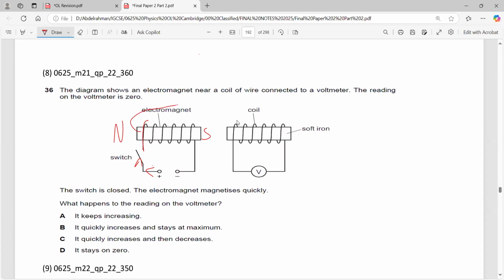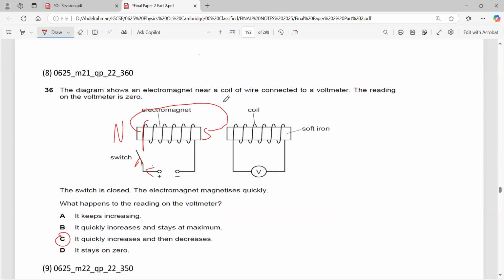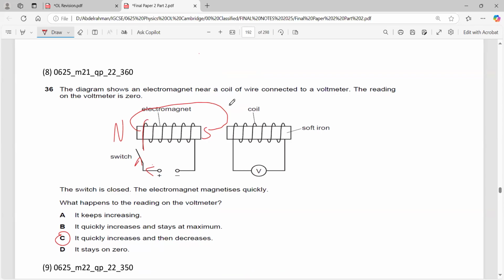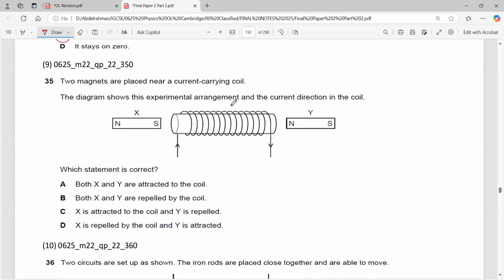This magnetic field would basically cut the other coil, causing an induced current, which increases the voltage, increases the reading on the voltmeter, but then it decreases to zero. Okay, it goes back to zero. Why does it go back to zero? Because it needs to constantly keep on changing, constantly keep on moving. Electromagnetic induction, we will discuss it later on, inshallah. But as for this question, the north pole is on the left hand side, the south pole is on the right hand side. Okay, this is another interesting question.